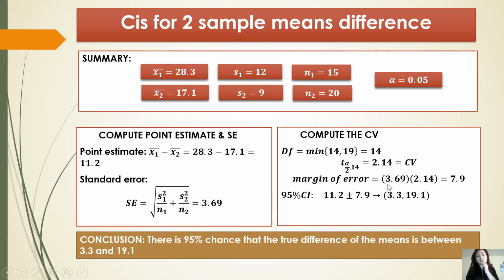So the margin of error is the product of the critical value and the SE, the standard error. So the margin of error is 7.9. The 95% CI is the point estimate plus or minus the margin of error. So we got 11.2 plus or minus 7.9, which is 3.3 to 19.1. And our conclusion is there is 95% chance that the true difference between the means is between 3.3 and 19.1. This is the theoretical way to find the critical value.